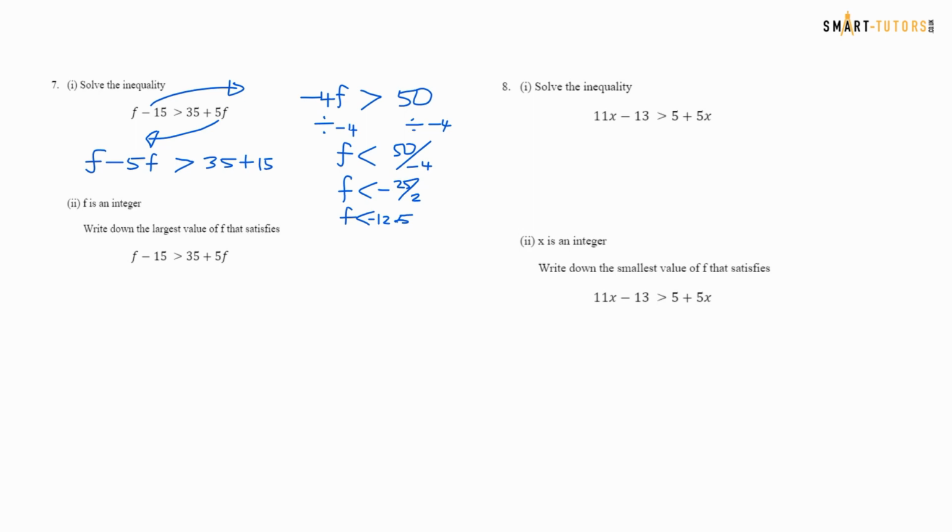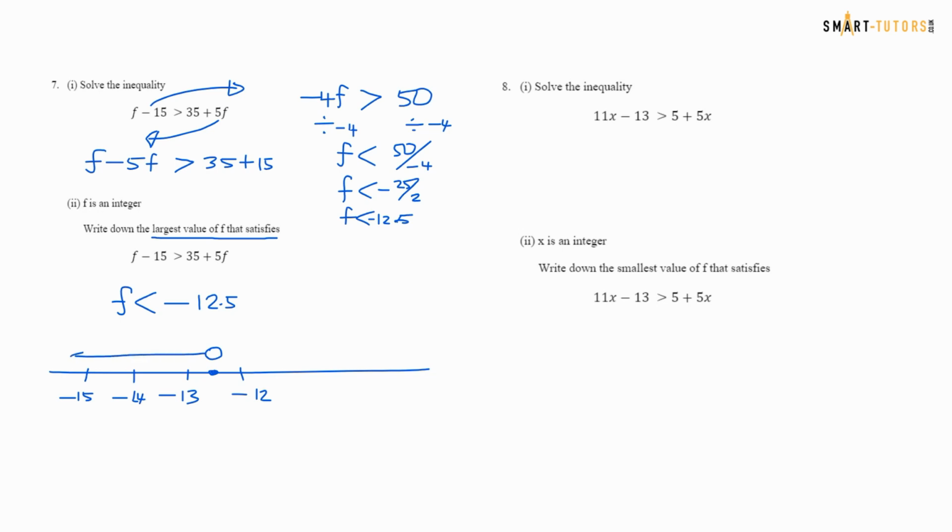f is an integer. Write down the largest value that satisfies this one. So if you think about the same inequality on the top, we already solved f is less than minus 12.5. They are asking the largest value of f which satisfies. If you look at the number line, minus 12 is going to be here, and minus 13 is going to be here, minus 14 is going to be here, minus 15 is going to be here, minus 12.5 is going to be here. So it's not a bubble, and this side is the f.